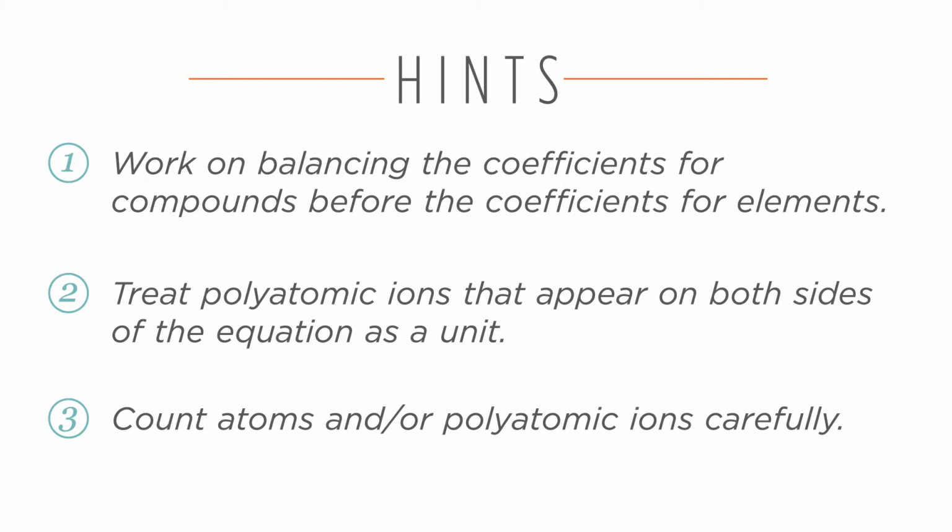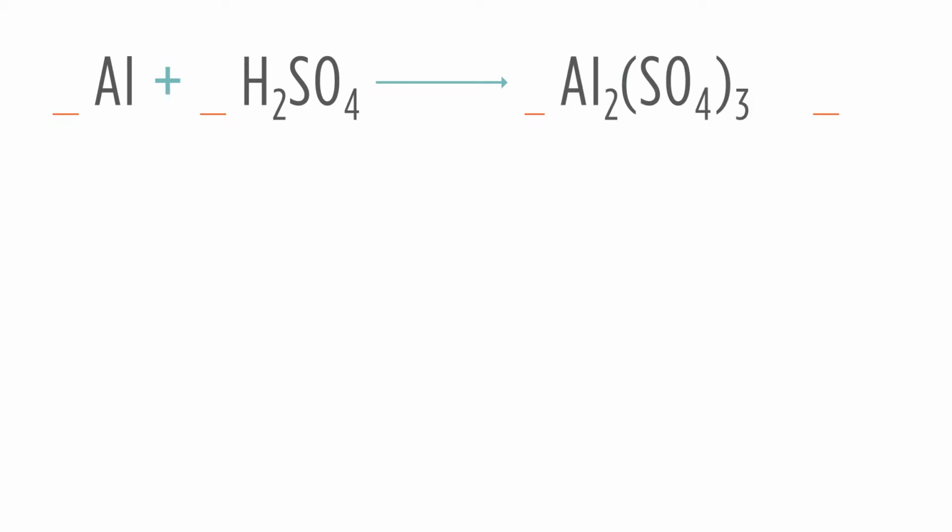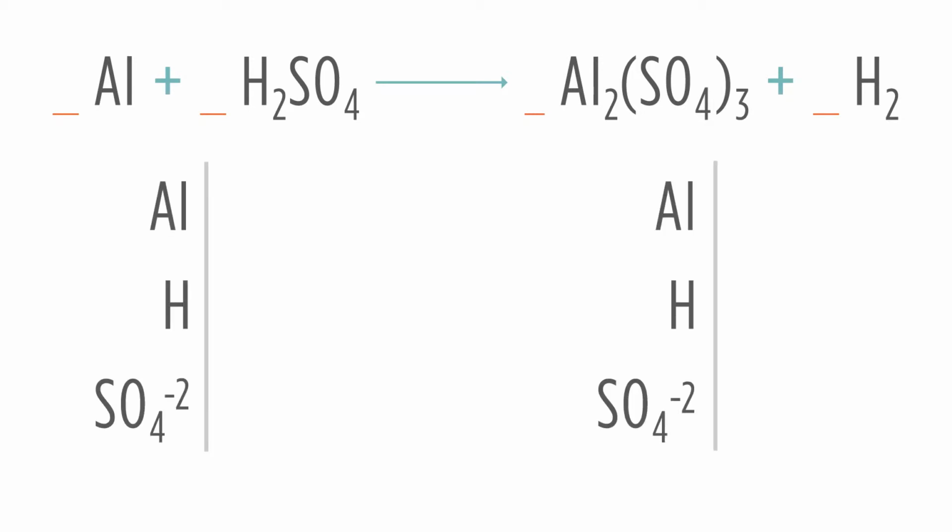So if we're going to balance this equation, we start by leaving a space for the coefficients, and then we're going to count up each of our elements or polyatomics. Notice that we have sulfate on each side, therefore we can use the polyatomic ion instead of the elements. That means we have aluminum, hydrogen, and the sulfate. To balance, we'll start by counting on each side. On the first side, assuming that all of our coefficients are 1, we have 1, 2, and then 1 sulfate. On the product side, we have 2 aluminum, 2 hydrogens, and we have 3 sulfates.